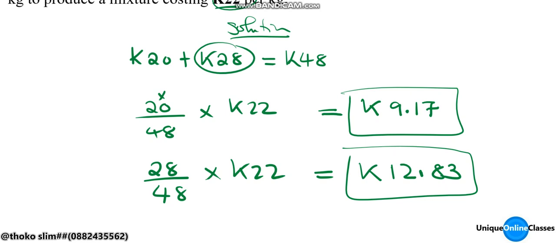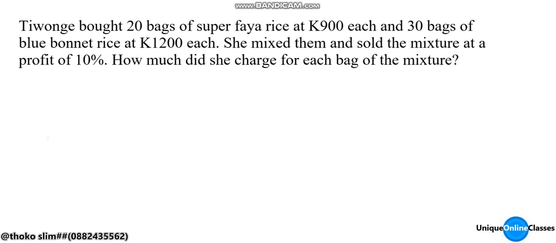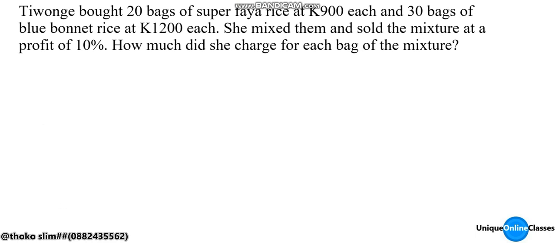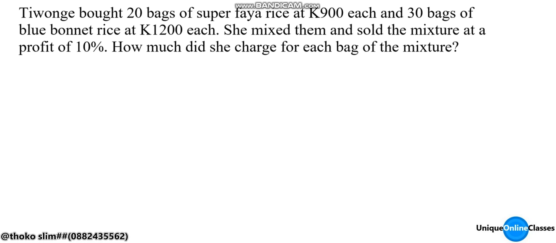Let's now move on to another question, and this one should be last but one. Tuonge bought 20 bags of fire rice at 900 kwacha each, and 30 bags of blue bonnet rice at 1,200 kwacha each. She mixed them and sold the mixture at a profit of 10%. How much did she charge for each bag of the mixture?